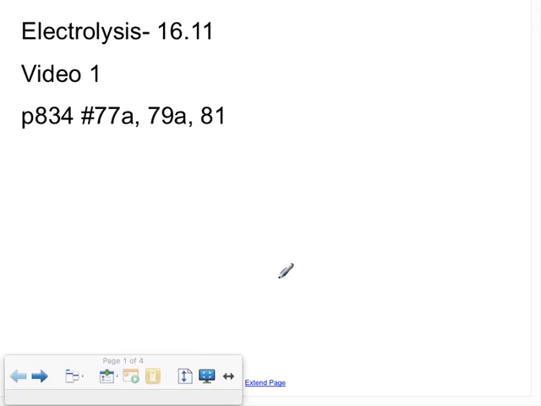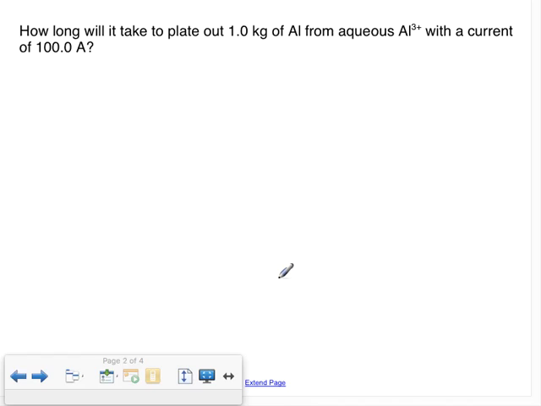Hello, this is 16.11, video 1 about electrolysis. How long will it take to plate out 1 kilogram of aluminum from aqueous aluminum ions with a current of 1 amp? Anytime you have electrolysis questions like this, it's really just a conversion.